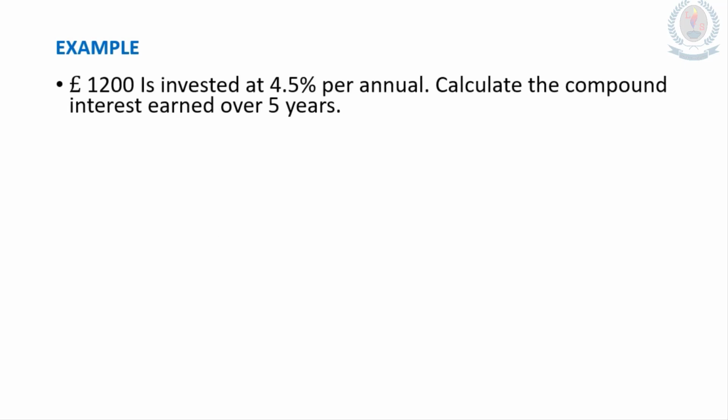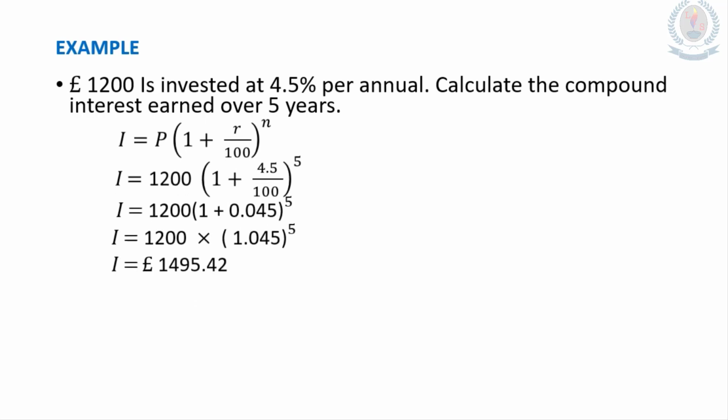See this example. 1,200 pounds is invested at 4.5 percent per annum. Calculate the compound interest earned over 5 years. For this also you can directly use that equation for compound interest. I equals P, bracket 1 plus R over 100, to the power n. P is 1,200, R is 4.5, n is 5.